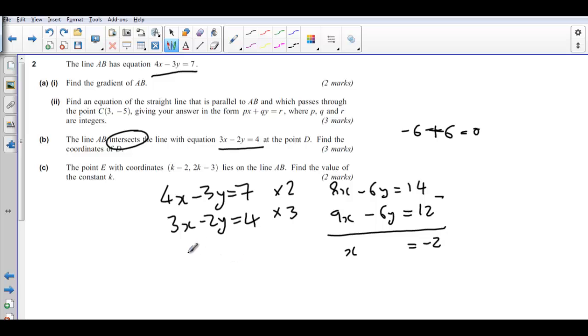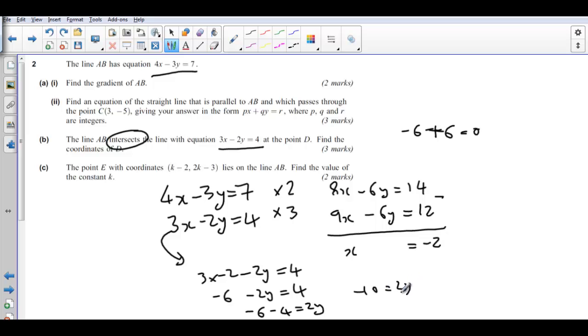Having got the x value, let's get the y value. I'm going to use the bottom one. 3 times minus 2 take away 2y is equal to 4. So minus 6 minus 2y is equal to 4. Let's take the 2y over there, bring the 4 over here. So minus 6 minus 4 is equal to 2y. So that's minus 10 is equal to 2y. Minus 5 is equal to y. So our coordinate is minus 2, comma, minus 5.